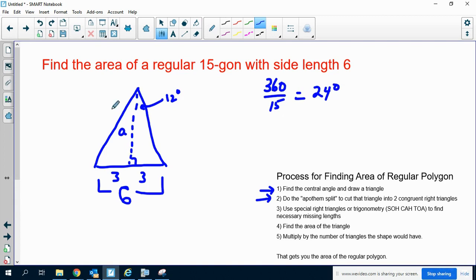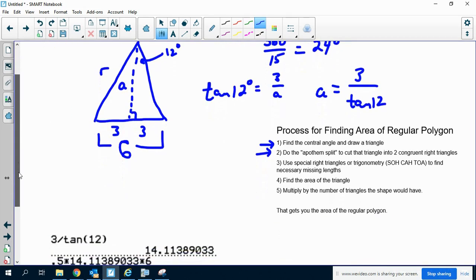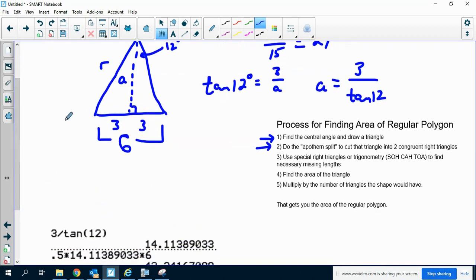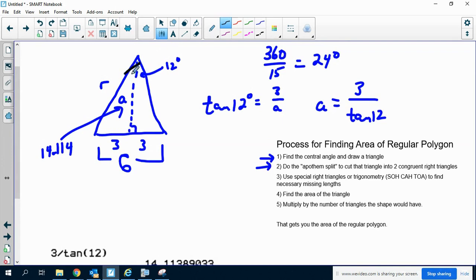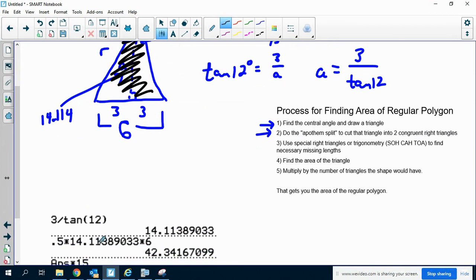I have to find the apothem because the radius, once again, is not going to help me find the area. So I do tangent of 12 degrees equals 3 over A. So A is equal to 3 divided by the tangent of 12. And then it basically becomes all calculator work. So 3 divided by the tangent of 12 gives me an apothem of 14.114. Then in order to find the area of this triangle, I do 1/2 times the base, which is 6, times the height, which is 14.113 or so.